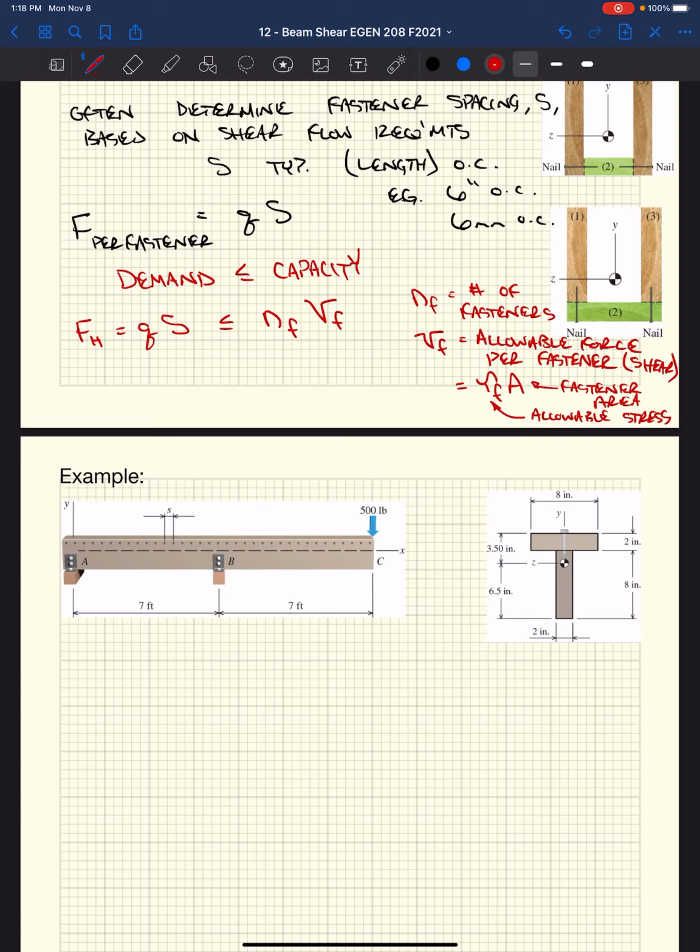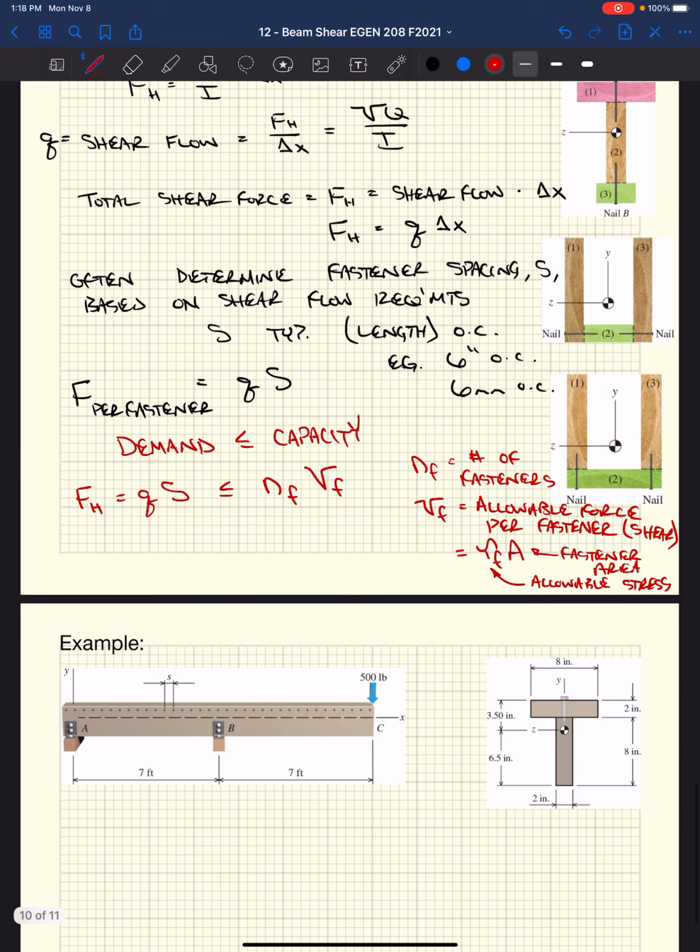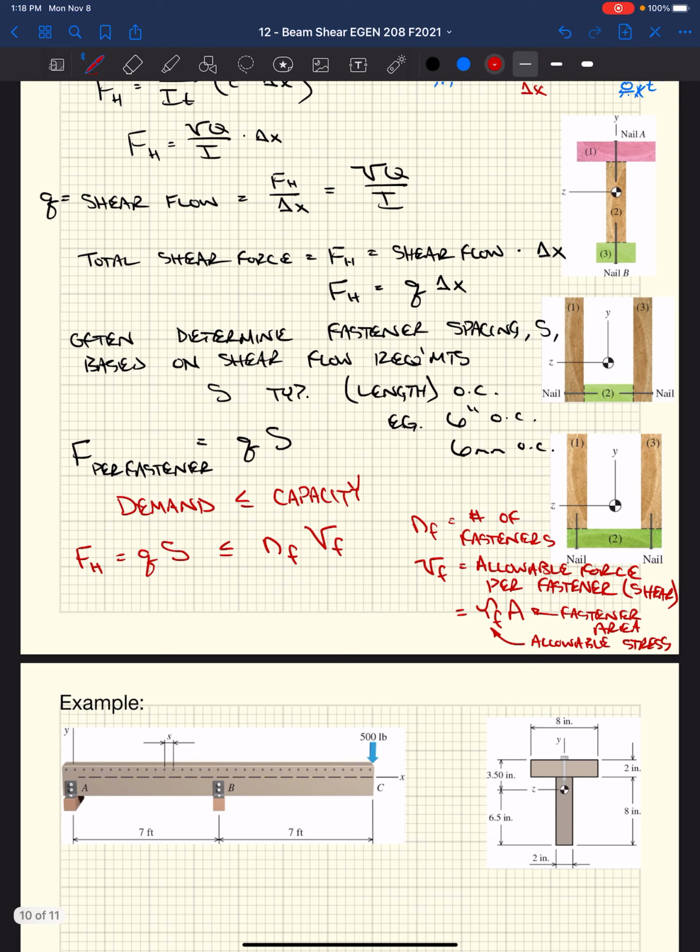That shear flow is coming from the demand on the cross section, right? The shear that's acting at that specific point, as well as the first moment of the area of the material that's beyond our fastened location. So if we looked at our cross sections here, if we were looking at nail A, we'd really be looking at Q of the flange, that amount of material that's beyond our plane, right there.